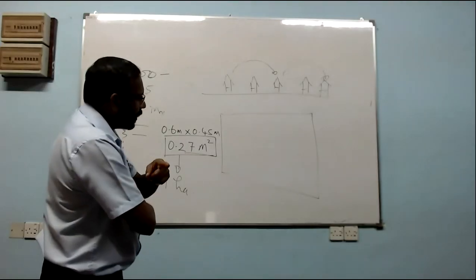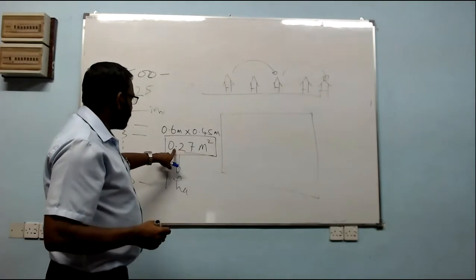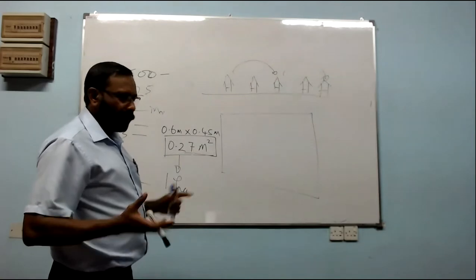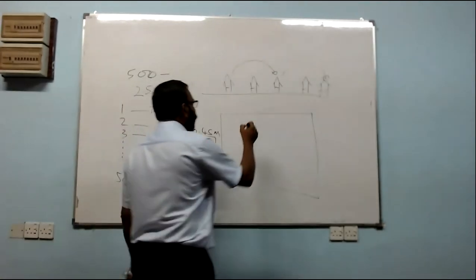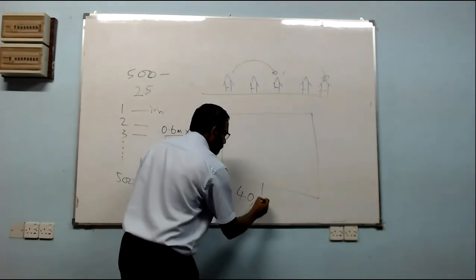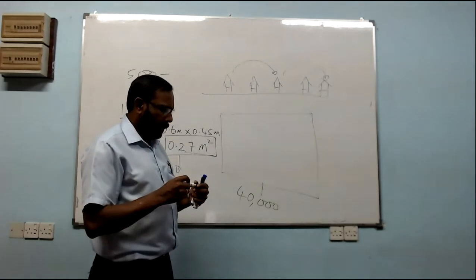37,337. Okay, roughly, let's say 30,000. So if you say this is 0.25, 40,000 plants. Let's assume I have 40,000 plants. In 1 hectare, I have 40,000 plants.